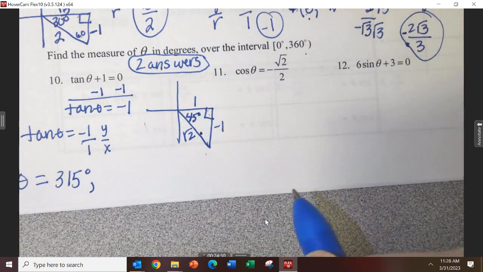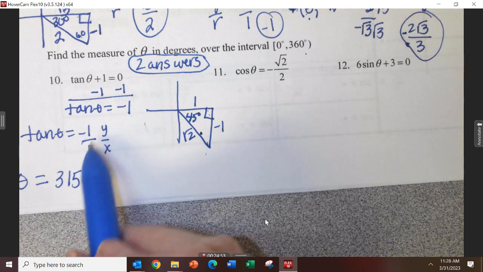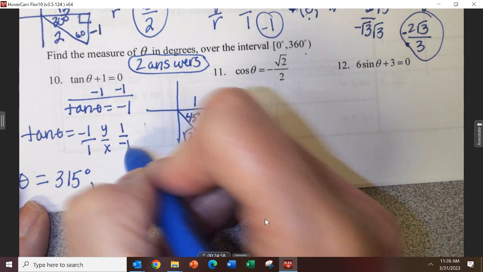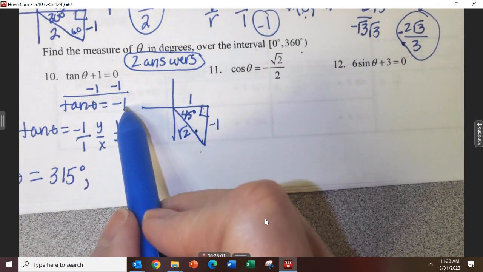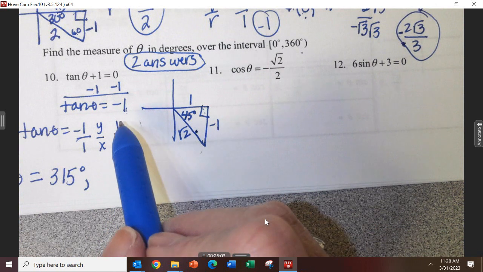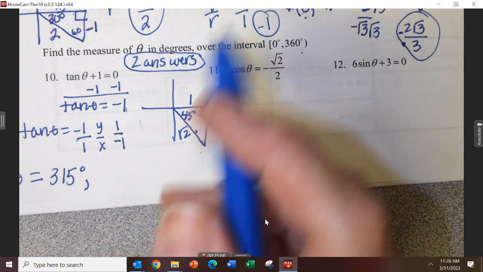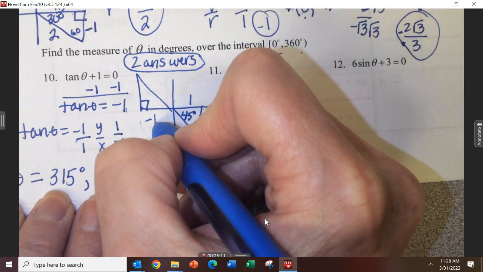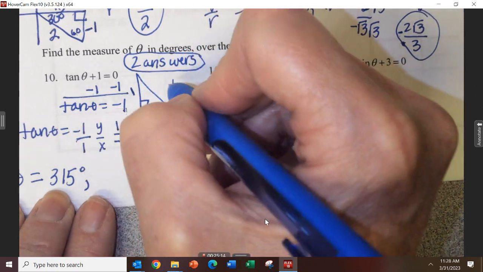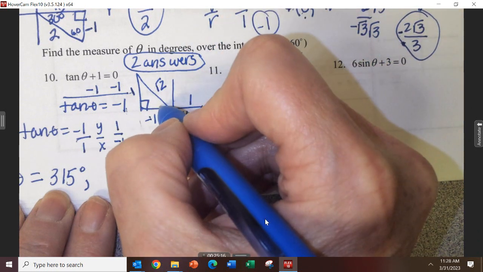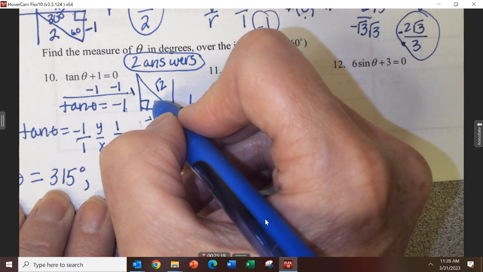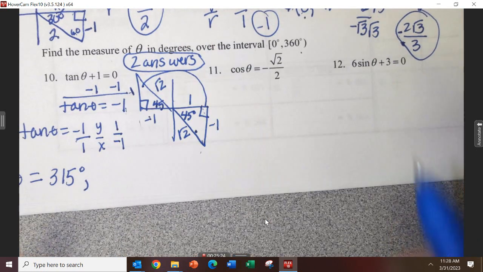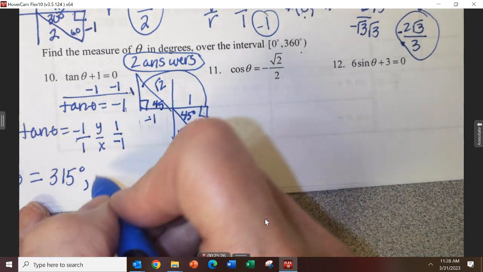But I said there should be 2 answers. Well, y could be negative and x could be positive. But couldn't it be that y is positive and x is negative? Isn't that still just -1? So which quadrant is this going to happen in? Quadrant 2. So in quadrant 2, I know x is -1, y is +1, 1, 1, radical 2. What's the angle? 45. So can you think of what this angle would be that goes over to there? Good job, 135.